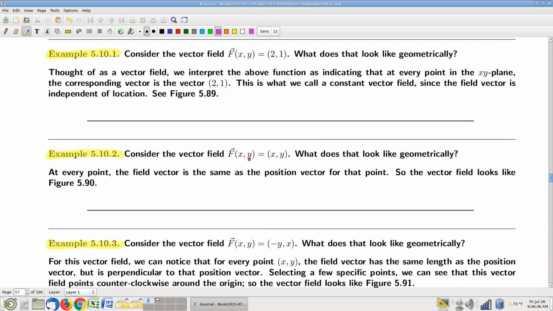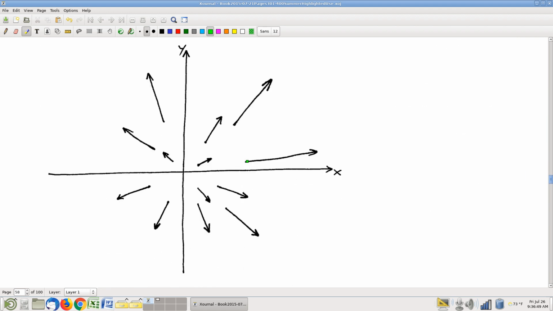Well, at the point x, y, I have a field vector. The formula for that field vector is that the field vector is the same as the position vector. Let's keep that in mind as we draw our picture. Here it is. And notice the picture that I have drawn here: at every point, keep in mind points have position vectors, right? The field vector is the same as the position vector for that point. Everybody see what I'm talking about?